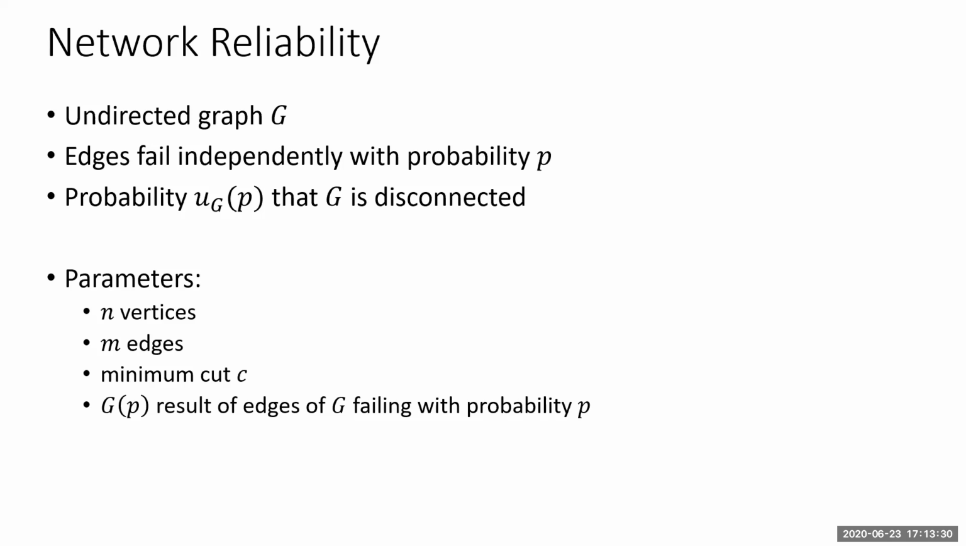And I'll use G(p) to denote the result you get when you fail the edges of G with probability p. So be careful that this is not the result of including the edges with probability p. We're looking at the deletion model.